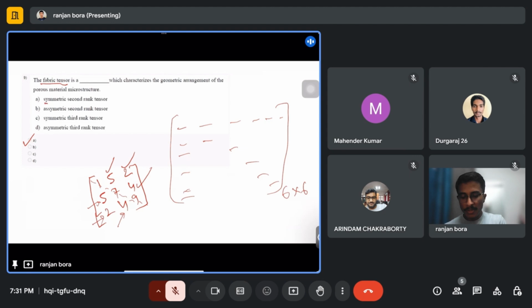So the fabric tensor is symmetric. That means these elements are the same, which are the mirror images with respect to the diagonal elements. And the second, rank is a property of a matrix.